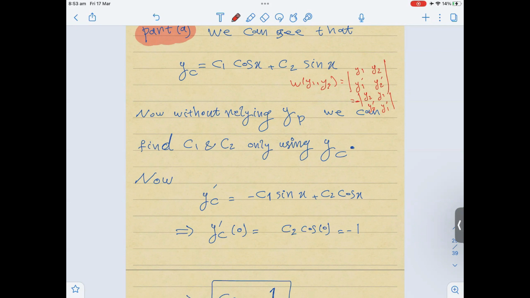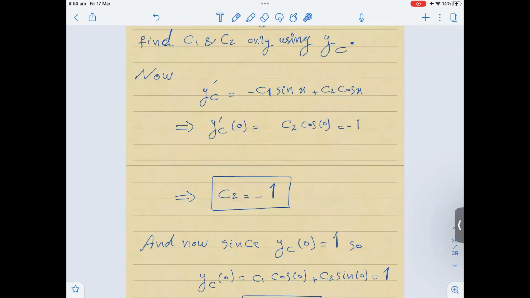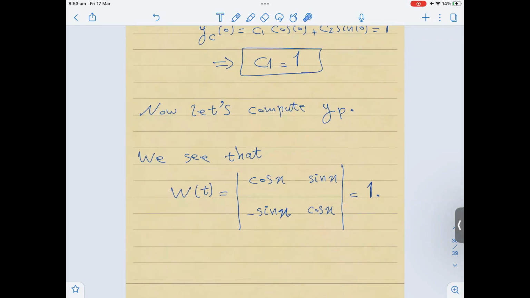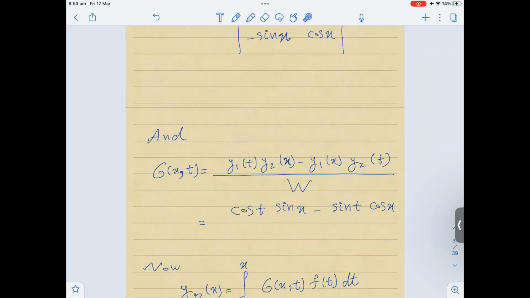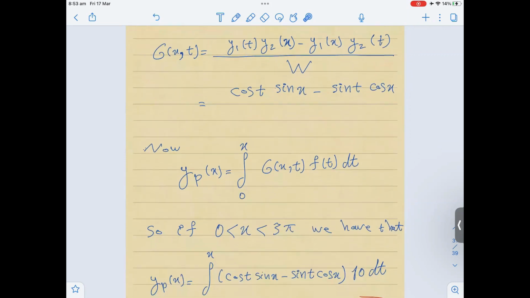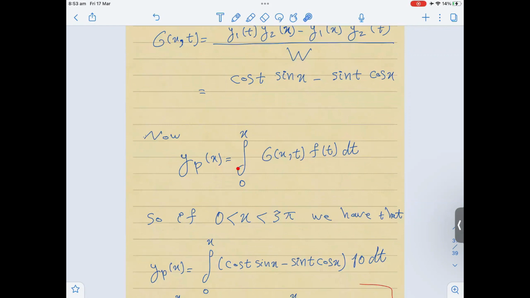So now C1 and C2 are findable here. With C2, yc is 0, so I can find C1 by subbing 0 here. Now let's compute yp. So W is this one, where y1 is cos x and y2 is sin x. So again, I will sub here, no mathemagic. So yp is this one, the integral from 0 to x of g(x,t) f(t).